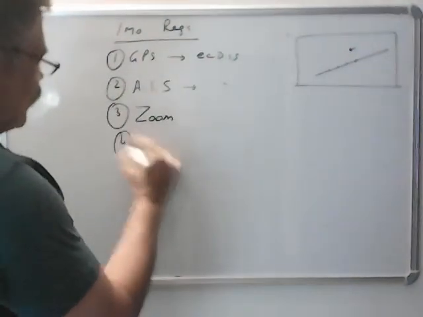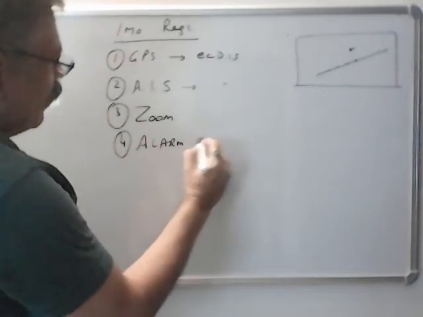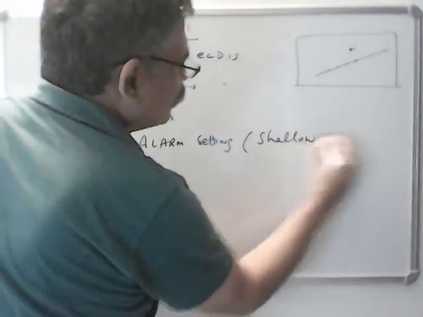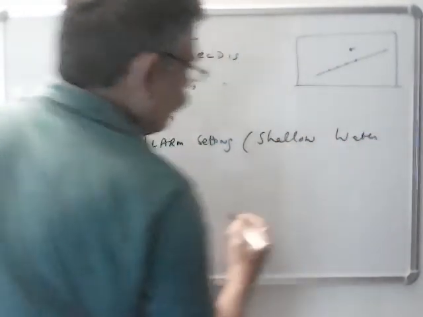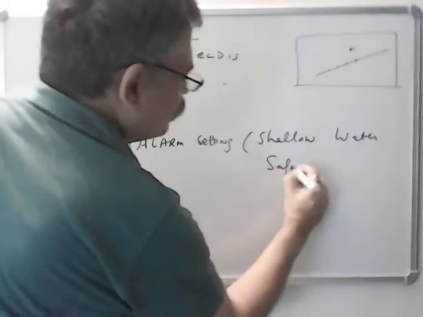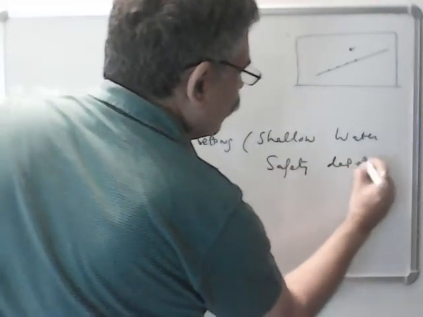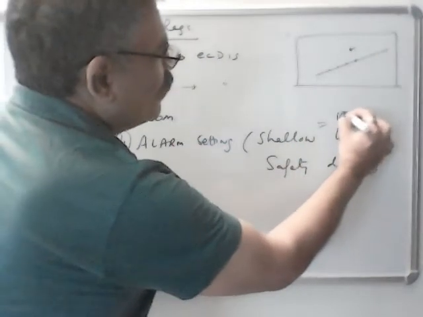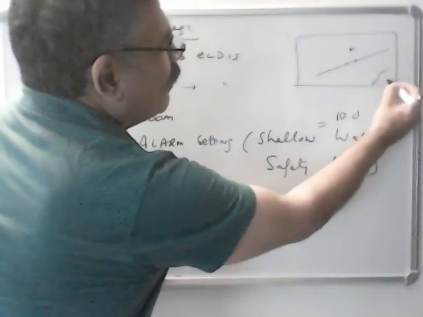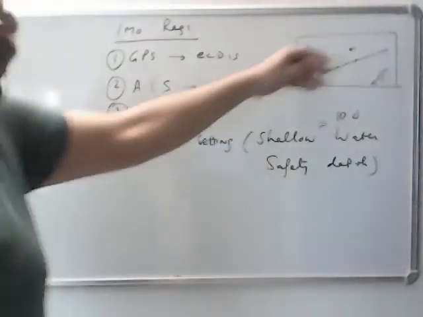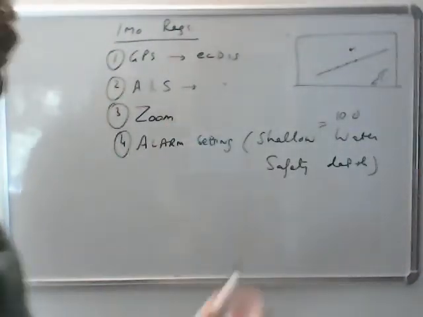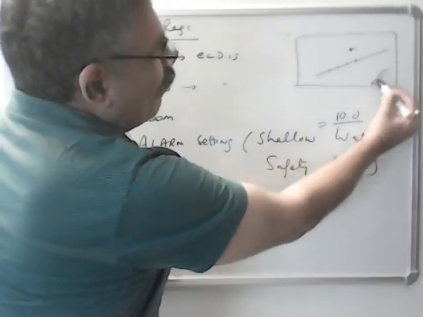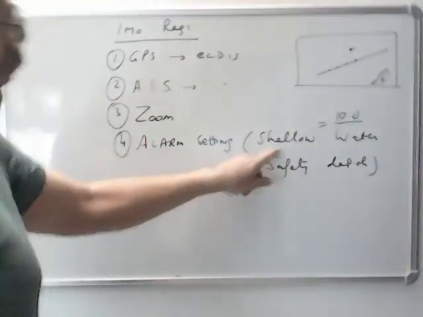Fourth is alarms. Alarm settings, shallow water settings, and safety depth settings. Shallow water is your static draft, let's say 10.0 meters. That will come in a blue color, and those areas have to be avoided because the ship can run aground. So if your static draft is 10 meters, any depth of 10 or less than 10 will show in blue, and that will be the shallow water contour.